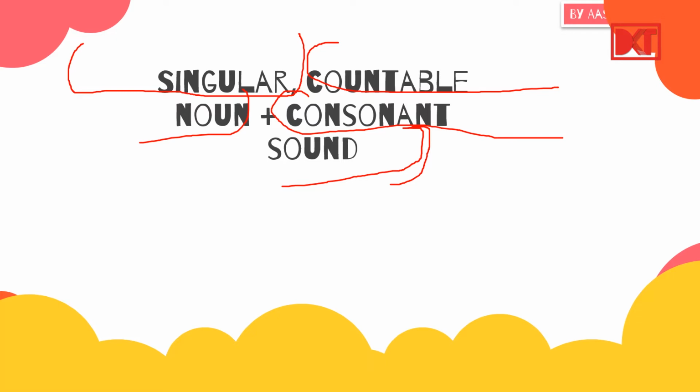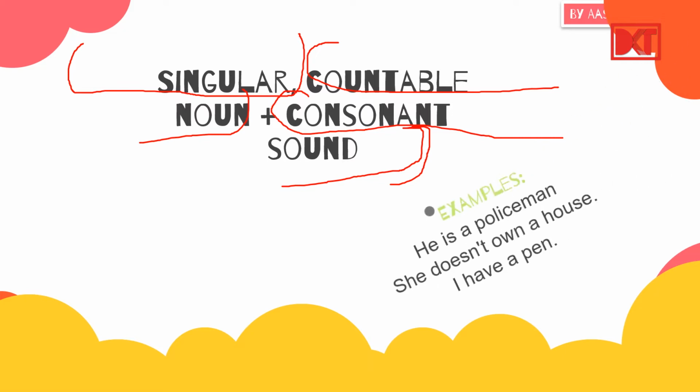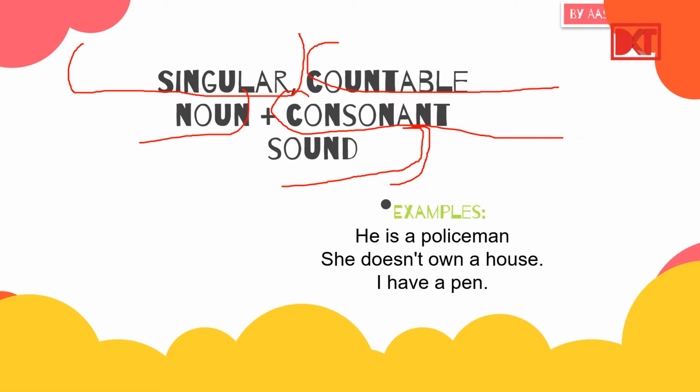Okay, so here you see, he is a policeman. Here the article being used is a. Now let's see why a is being used. You see the noun. The noun here is singular. Singular matlab it is only one policeman that we're talking about. We're not talking about multiple policemen, right? Singular ho gaya. Then it is countable because you can count, the policeman is only one. And consonant sound because it starts with per, that sound is a consonant sound. So we are using a.